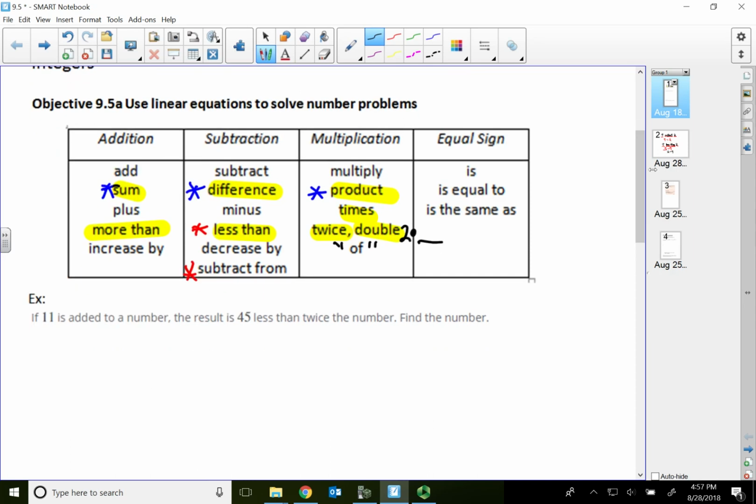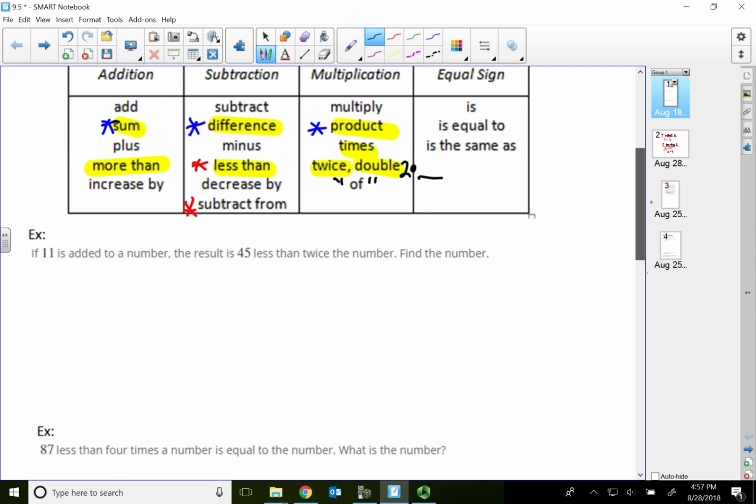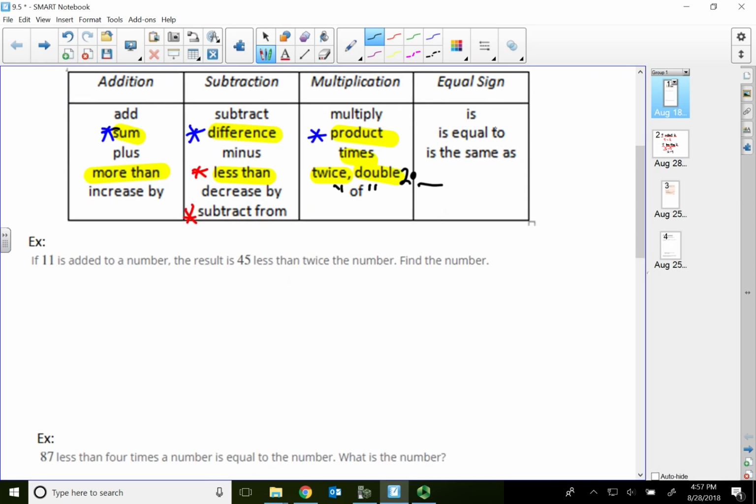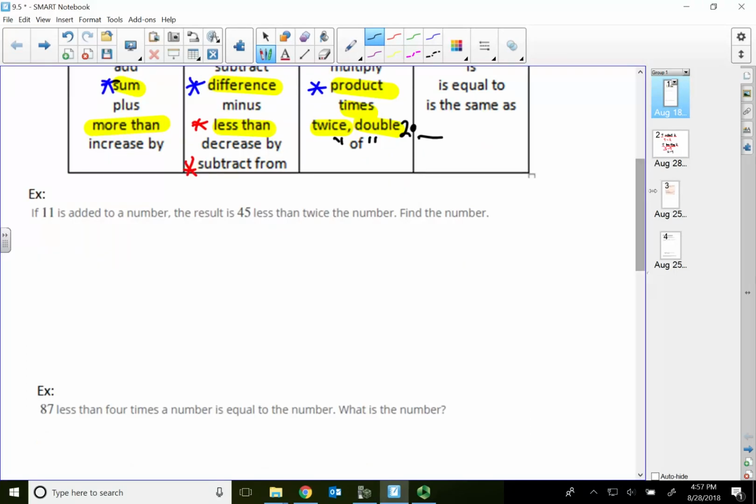All right, equal signs. Phrases or words that translate for equal signs, such as is equal to, is the same as. So the equal sign is basically determined by the context of the word problem. Okay, but you can still be looking for these phrases, which I will point out in the example here.